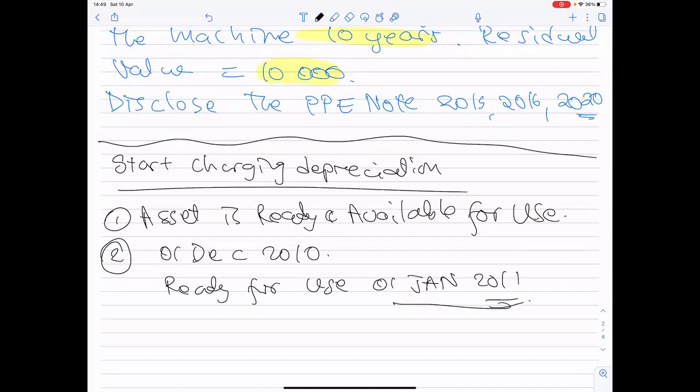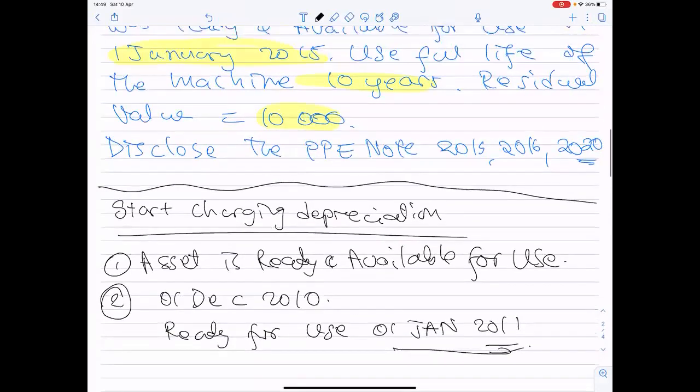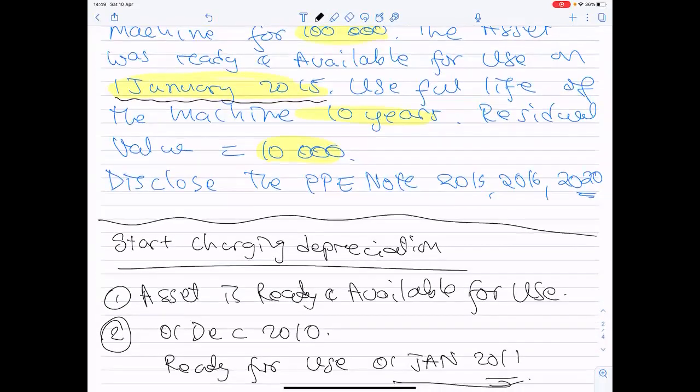Of January 2011. So on the 1st of December 2010, you just put it as an addition, but there won't be any depreciation. Why? Because the asset is not yet ready and available for use. Are we together? So we are going to charge our depreciation when the asset is ready and available for use. Like in this example, we are going to charge our depreciation on the 1st of January 2015.